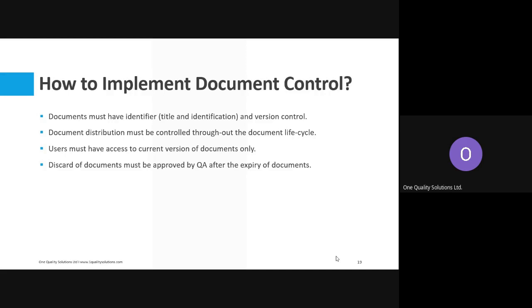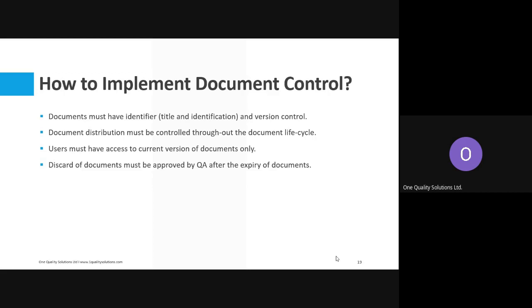Discard of documents must be approved by QA. Let's say the retention time of the documents is over, so some documents need to be discarded. In this case, prepare a list of the documents which need to be discarded, and this list of documents must be approved by your QA.